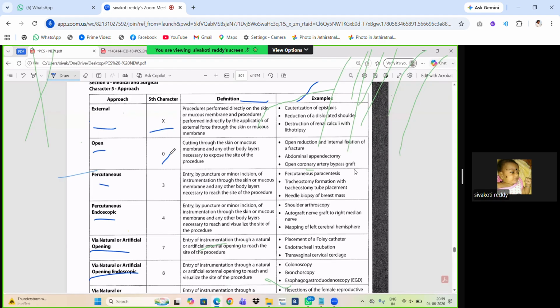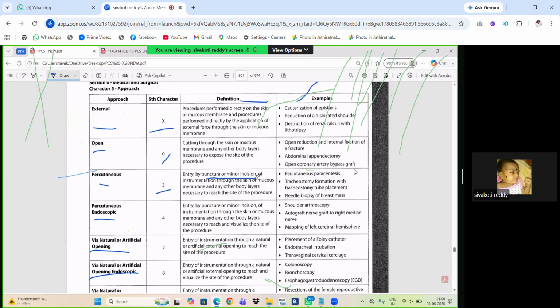Percutaneous means entry by a puncture or minor incision. Here they don't cut; they puncture our body with a needle or scalpel blade, a small puncture or incision. Catheter insertions, wire insertions, drainage abscess incisions. If they puncture our body or insert a minor instrument, it should be percutaneous.